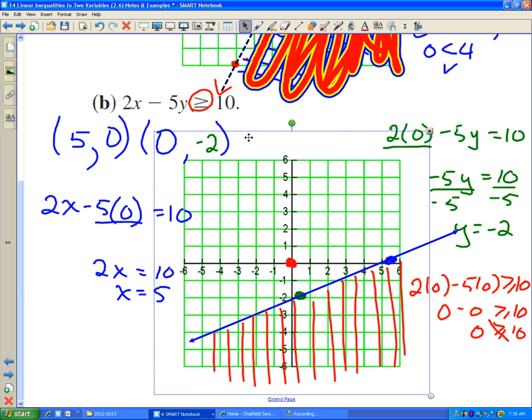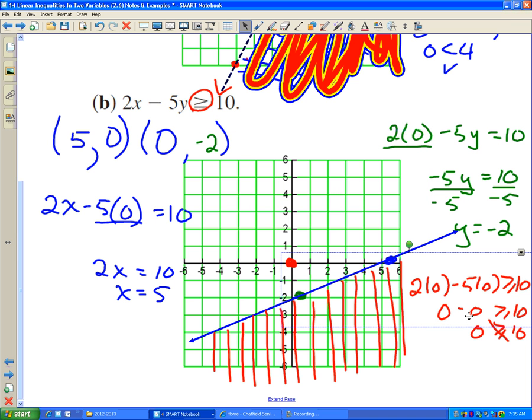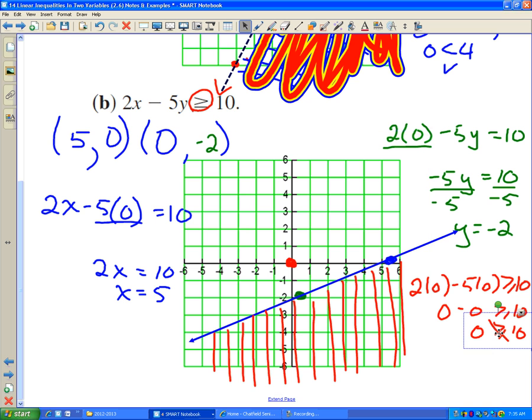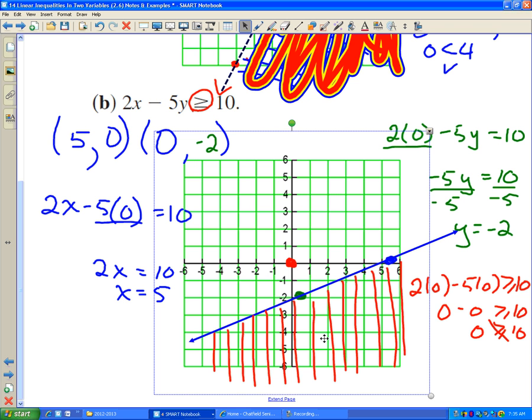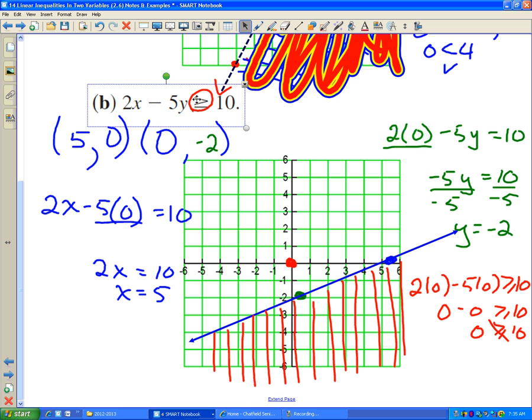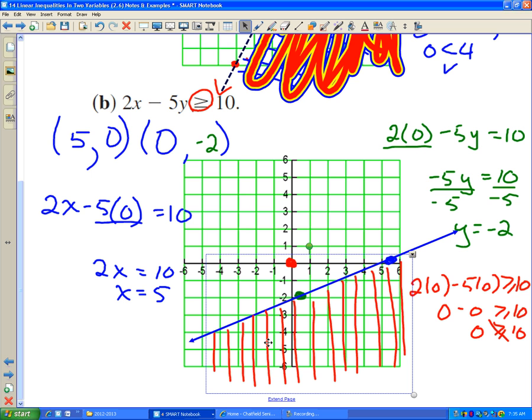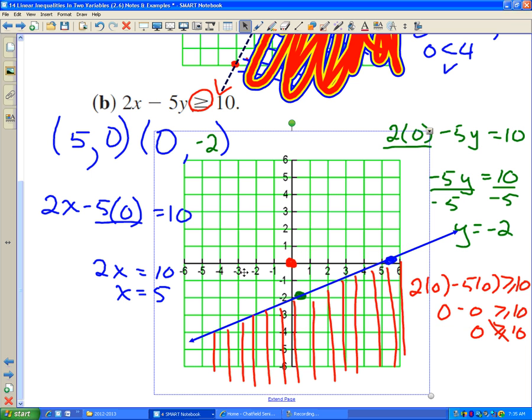Rather, I need to plug in a point. Here, the point (0, 0) is my point. 0 is not greater than 10, so I need not the top, but what's below. Don't let what the inequality says determine what's above or below. Sometimes that will work, but in this case it doesn't, so be careful.